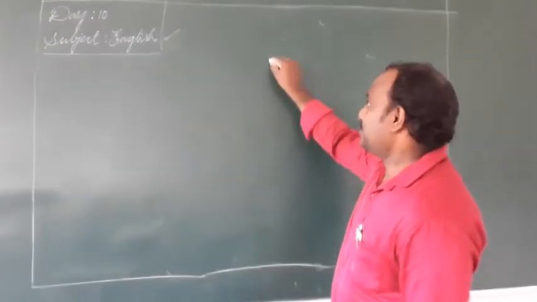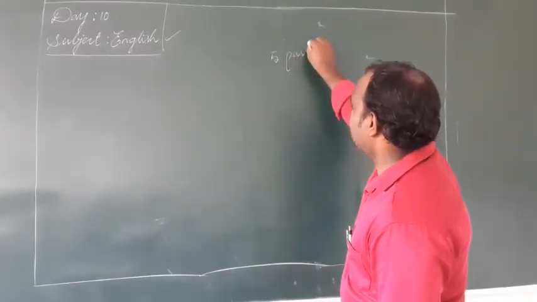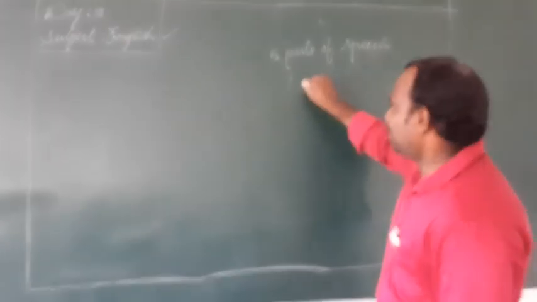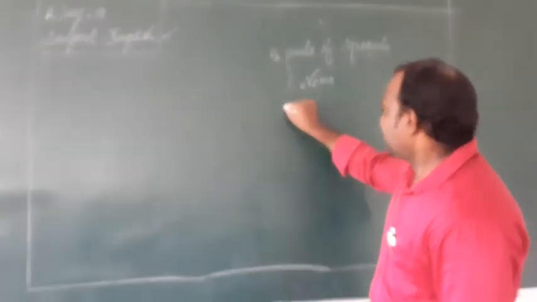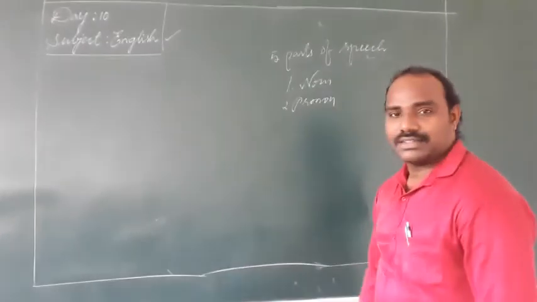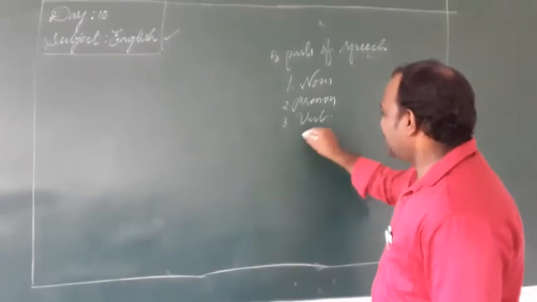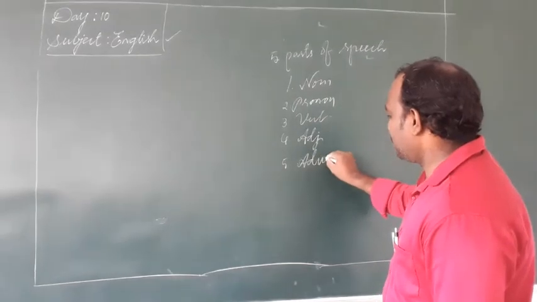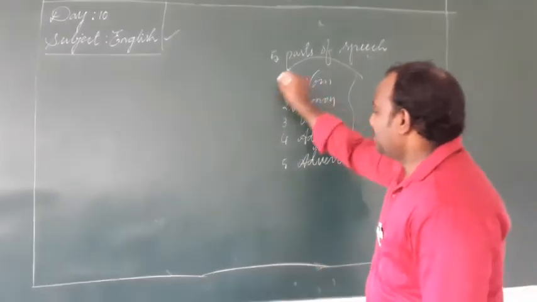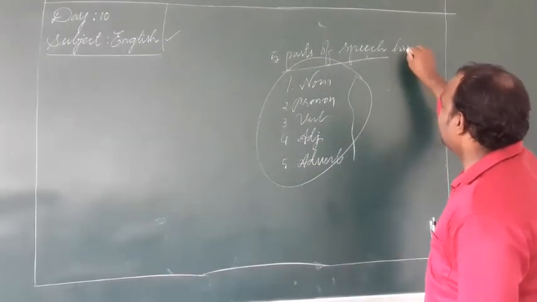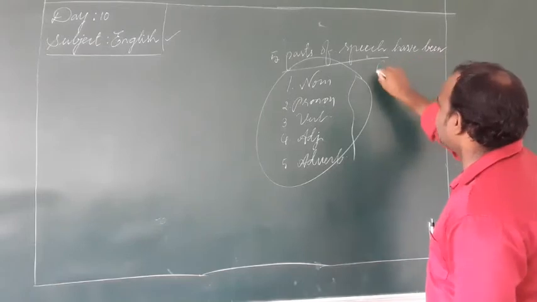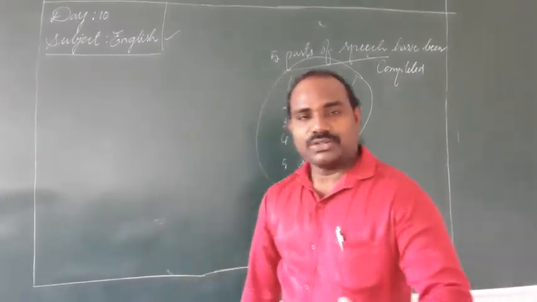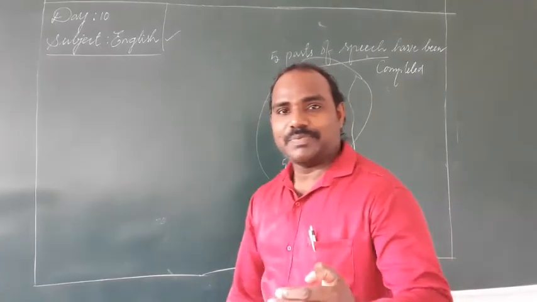So far we have completed 5 parts of speech. The first one, noun, we have completed. Second one, pronoun, completed. Third one, verb, over. Fourth one, adjective, over. And fifth one, adverb, is also over. These five parts of speech have been completed so far. So today we are going to learn the 6th part of speech, that is the preposition.